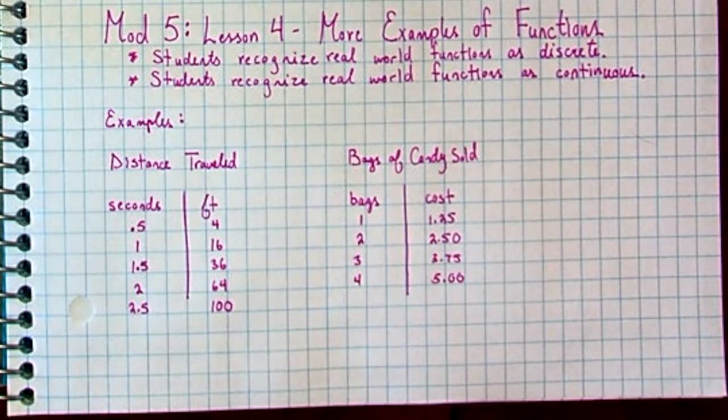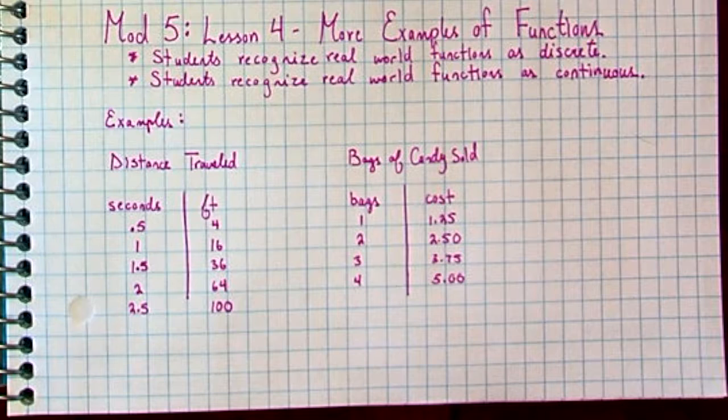In terms of my bags of candy sold, 1 bag is 125, 2 bags is 250, 3 bags is 375. This data is discrete. It's not continuous because I'm not going to sell any quantity of candy between 1 and 2 bags. I can sell 1 bag of candy, I can sell 2 bags of candy, but there's not really a reason that I would sell 1.5 bags of candy. So I'm not looking at data in between the x values that I've been given.